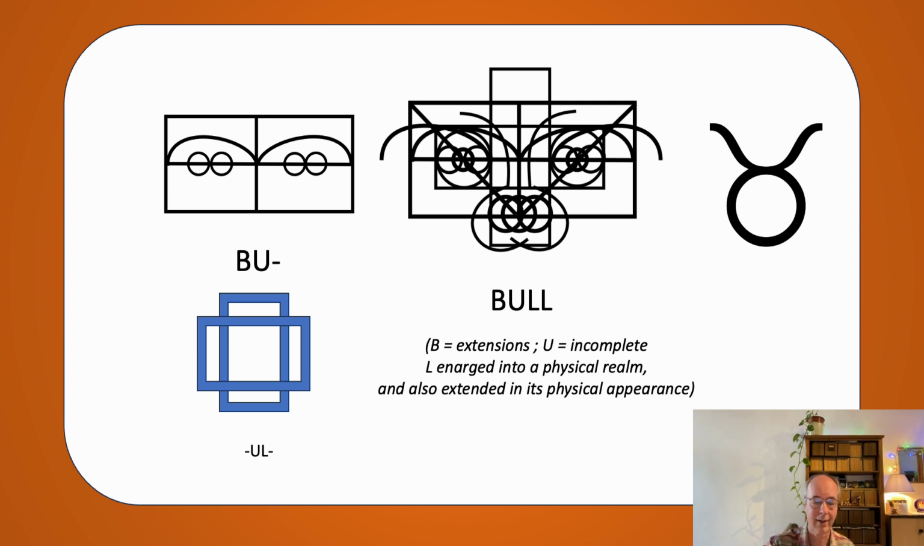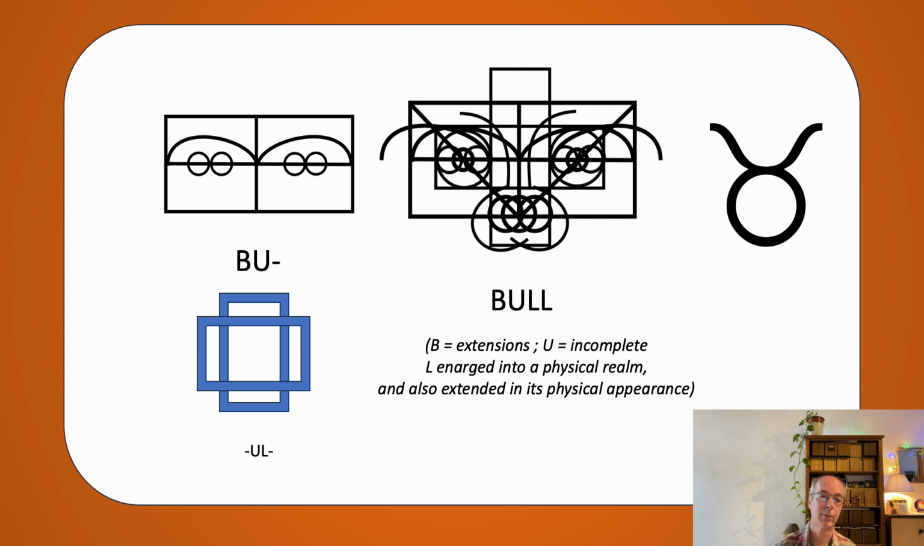If you fill that in also two times with the forms, you get more or less this form also of the bull, which can remind you very easily of the bull. Not just that, it's also about the content here. The B are extensions, the U is the incompleteness, the L is the enlargement into a physical realm. With another L, the incomplete parts will also be extended further in their physical appearance.